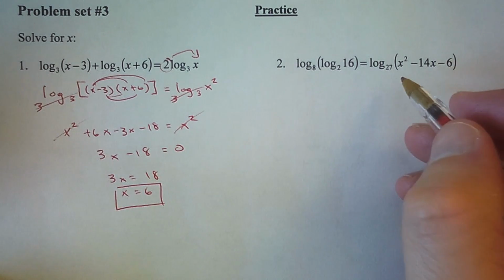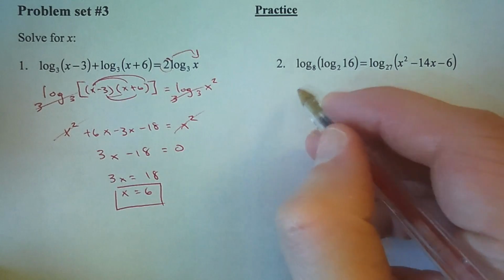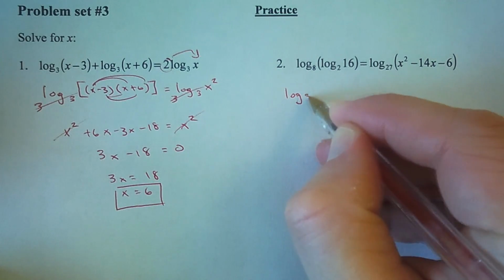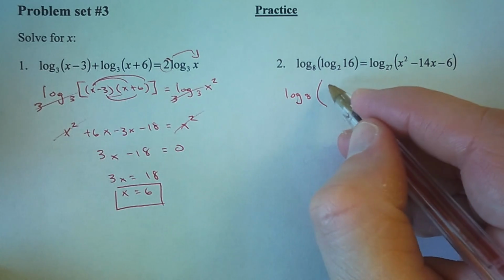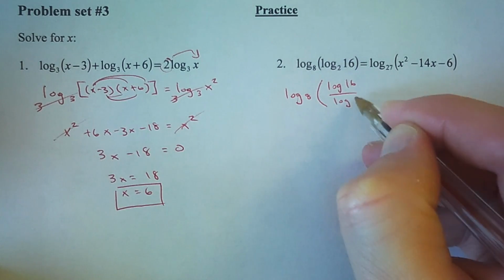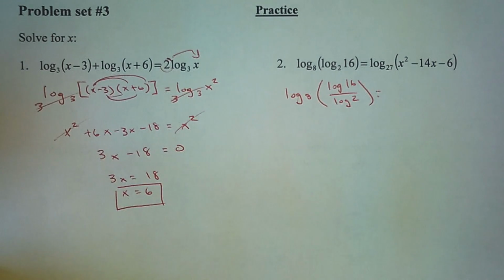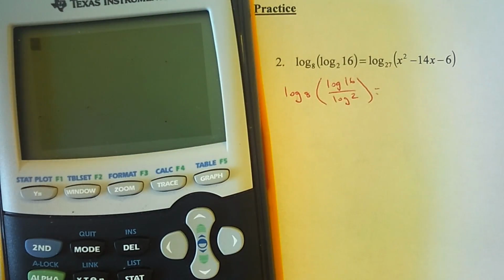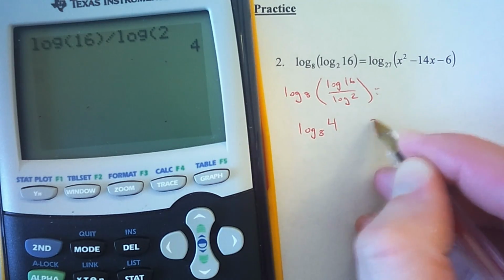Okay, now in this second equation, what I'm going to do is use the change of base formula. So I've got log base 8 of, and then this log base 2 of 16, I'll do log of the argument divided by log of the base. Log 16 divided by log 2. Okay, so now I'll just continue simplifying this left side. So log 16 divided by log 2 is 4. So I've got log base 8 of 4 equals.